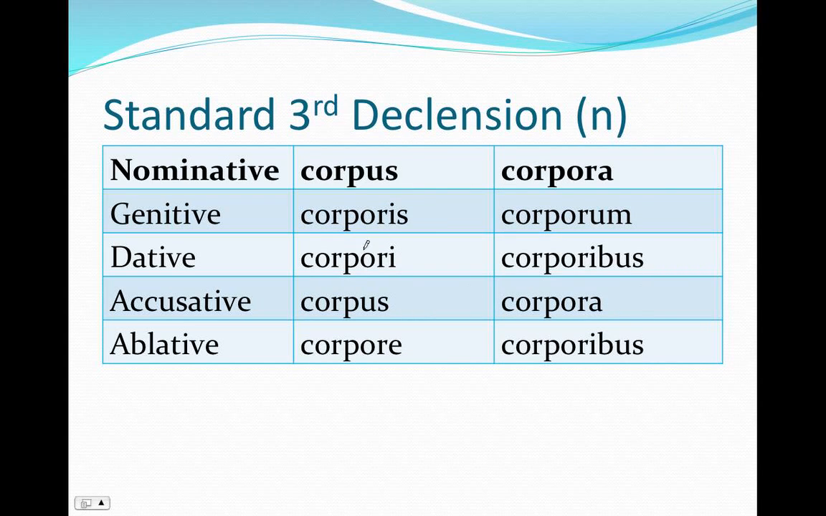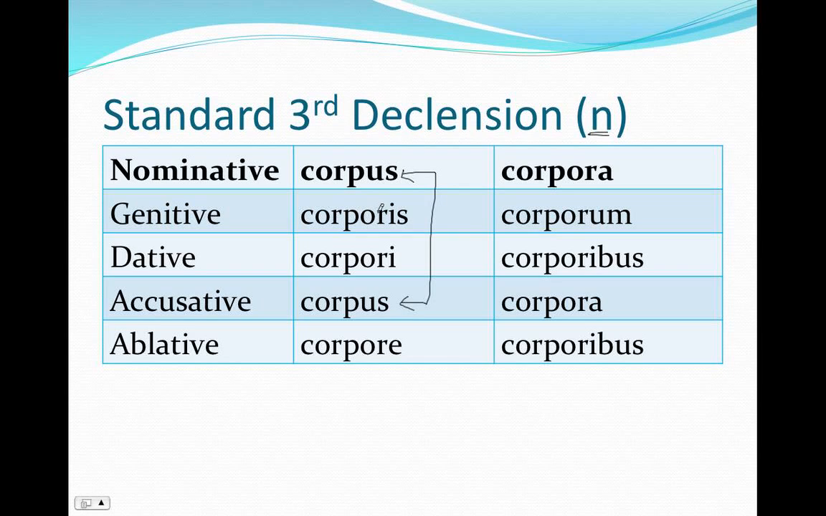So if that's the standard masculine and feminine, there's then the standard consonant stem neuter declension. The neuter declension is going to have the same differences that you found in the second declension neuters. That is, the nominative and the accusative are the same. So corpus, corporis, body.